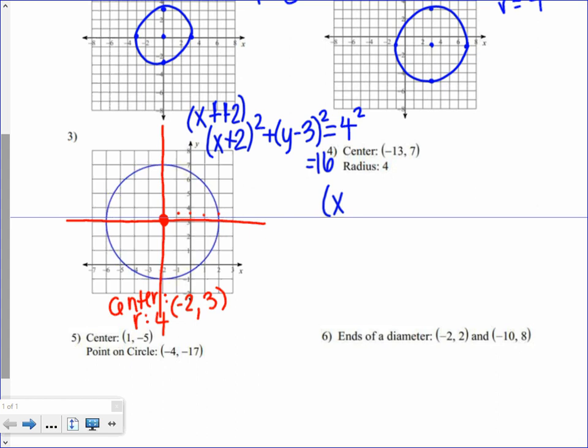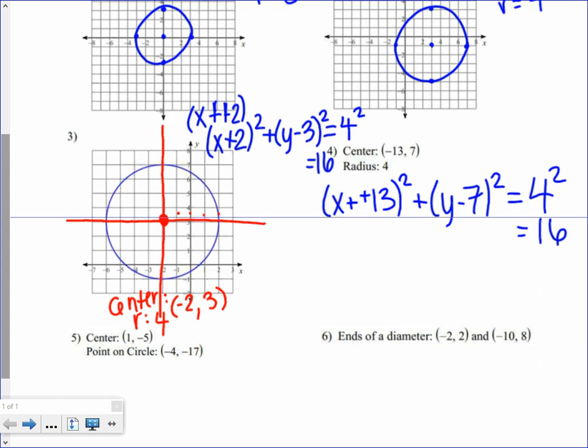So you're going to say x minus a negative 13, so that's going to be x plus 13 squared, plus y minus 7 squared, and then equals either 4 squared or 16. That's up to you which one you pick. So now let's look at number 5.